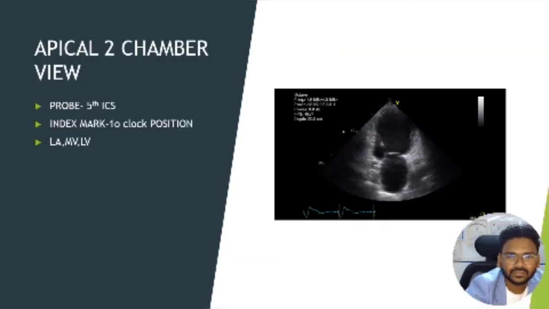And then this is the apical 2-chamber view. In this view, we have to keep the probe at the 5th intercostal space, and the index mark should be at the 1 o'clock position, and you can see the left atrium, mitral valve, and the left ventricle. So this is the left atrium, this is the mitral valve, and this is the left ventricle. So this is the apical 2-chamber view.